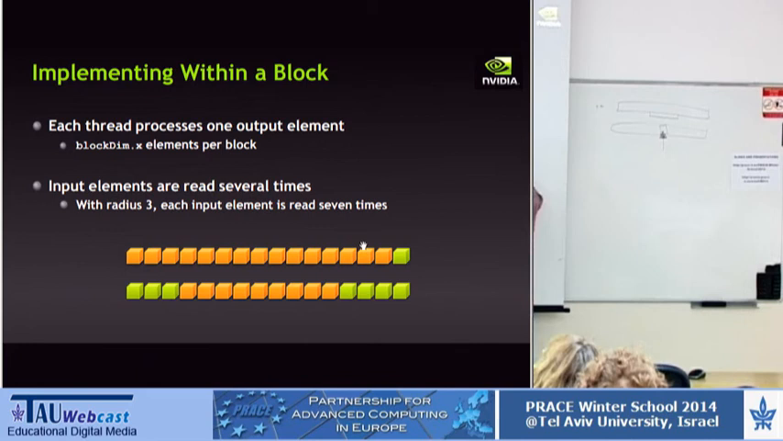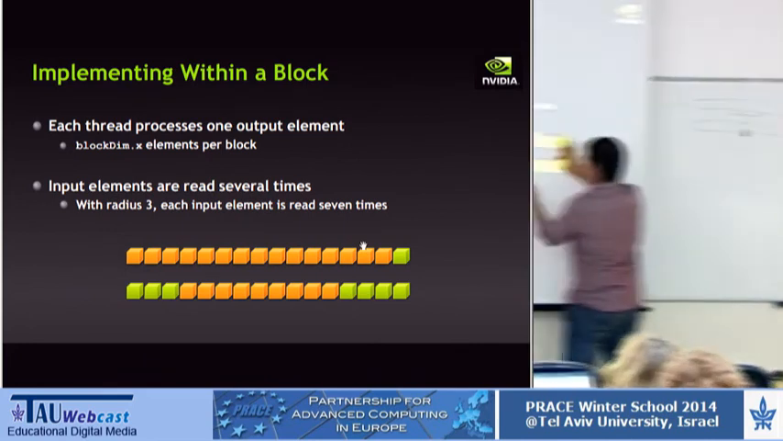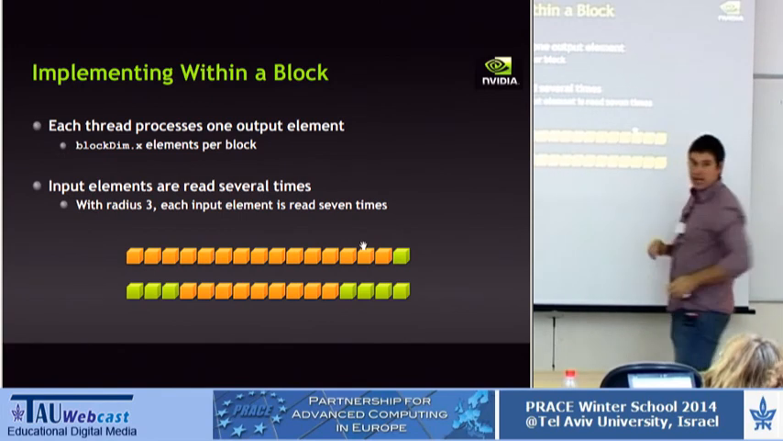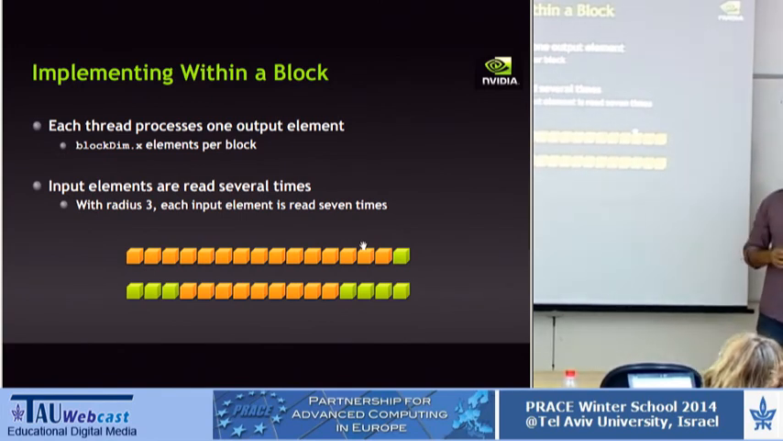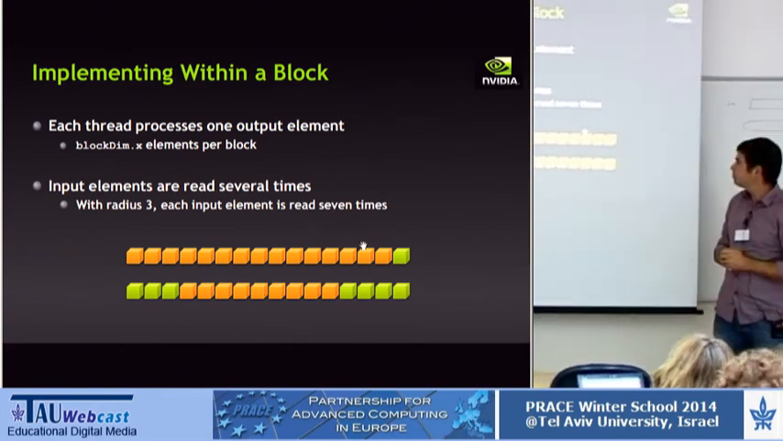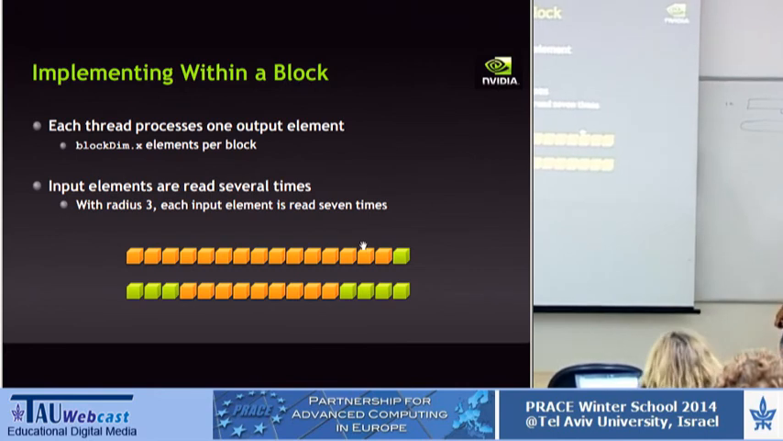But if you want to calculate these output values, you need to load these input values. There are 3 on each side that you need to load, called a halo. You need to load a halo on each side. So let's see how this is done.